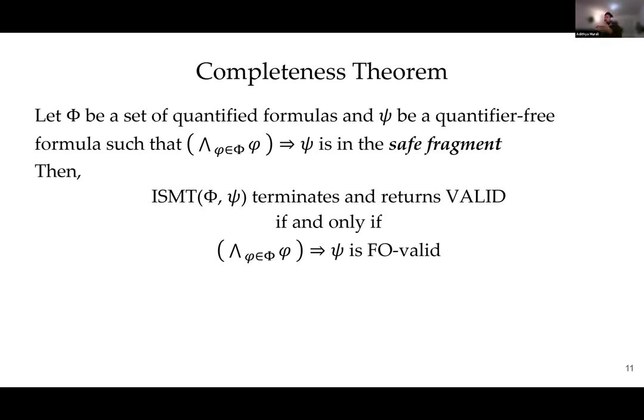FO valid. So you are taking a real verification problem that has least fixed point definitions, and you're abstracting them into fixed point definitions. But once you do that, the instantiation procedure is actually complete for the first order validity of the abstracted problem.